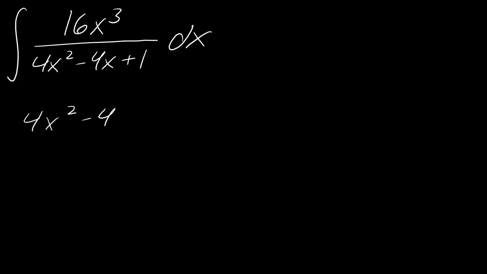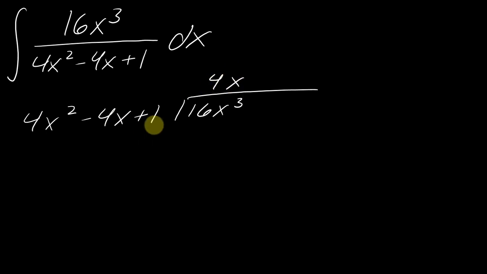So I've got 4x squared minus 4x plus 1. I want to divide this into 16x cubed. To do that, the first thing I want to do is ask myself, what do I multiply 4x squared by to get 16x cubed? That's going to be 4x. So 4x times 4x squared will give me 16x cubed. I multiply this 4x times this entire thing here. So that's 16x cubed minus 16x squared plus 4x.